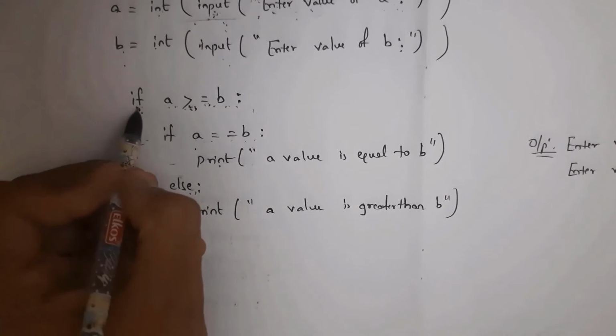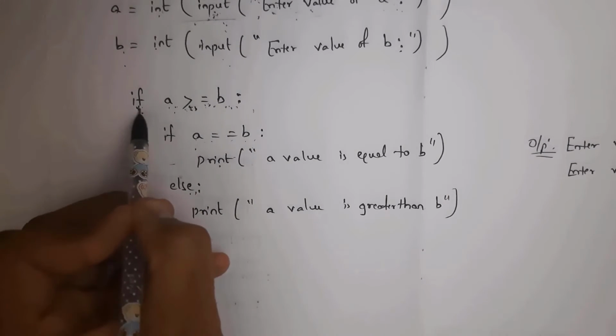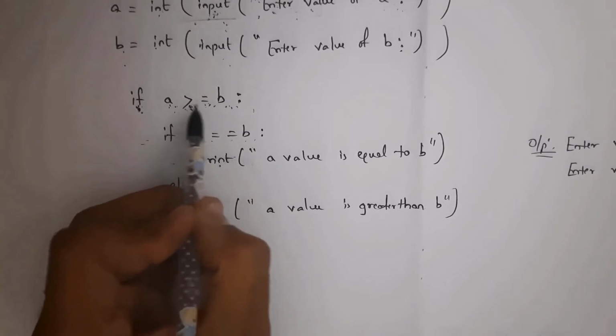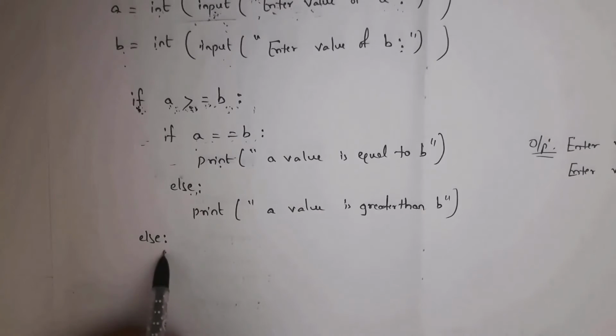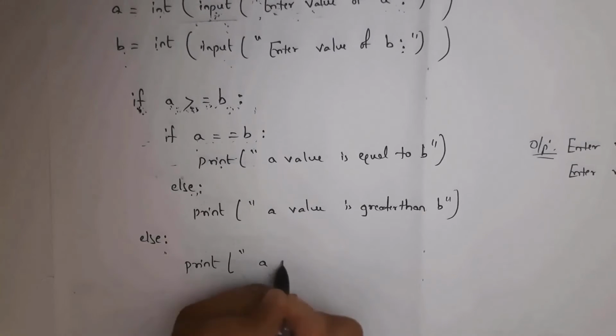At last, write else for the first if statement. For the first if condition I gave a value is greater than or equal to. So if a value is smaller, then it will display the else statement. So right here print a is smaller than b.